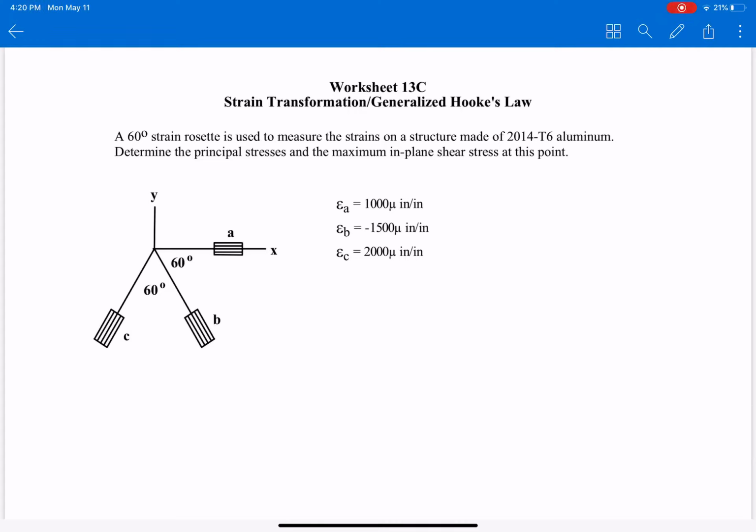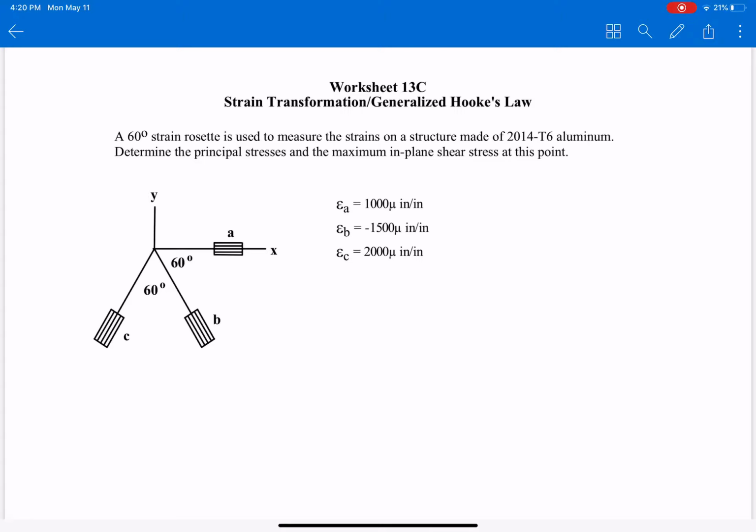Worksheet 13C, strain transformation and generalized Hooke's law. A 60-degree strain rosette is used to measure the strains on a structure made of 2014 T6 aluminum. Determine the principal stresses and the maximum in-plane shear stress.